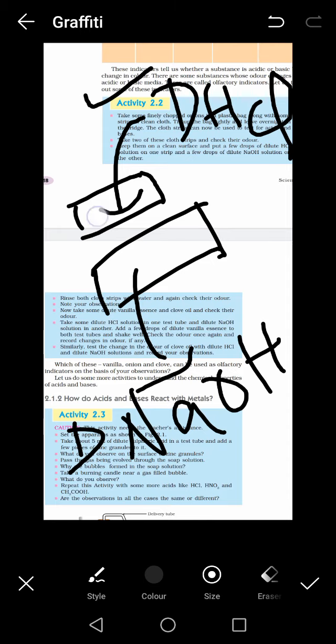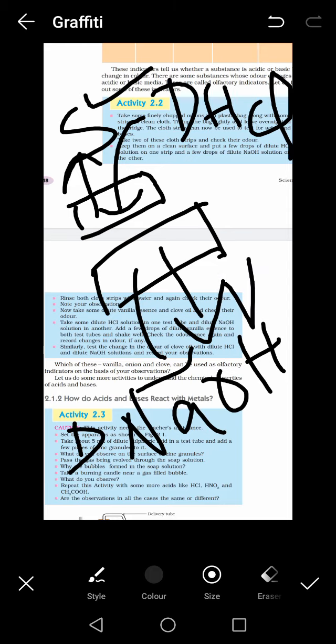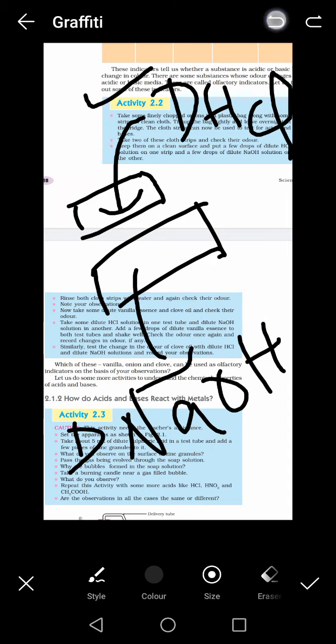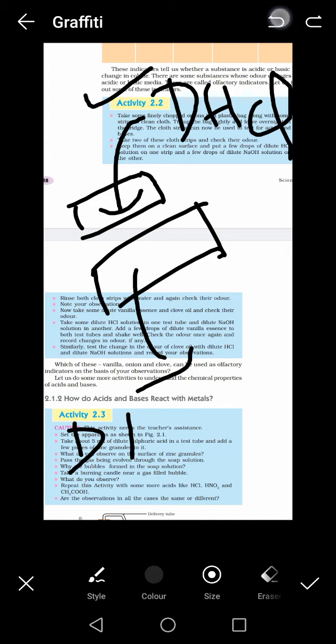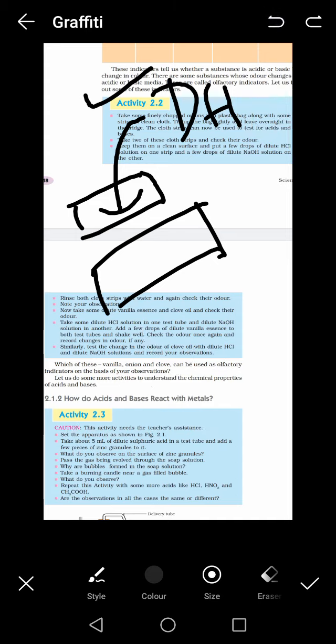We will observe that the smell remains the same in the first strip, where we added dilute HCl. The smell remains the same, and the smell will vanish in the second strip where we added dilute NaOH. From this reaction we conclude that onion is an olfactory indicator.